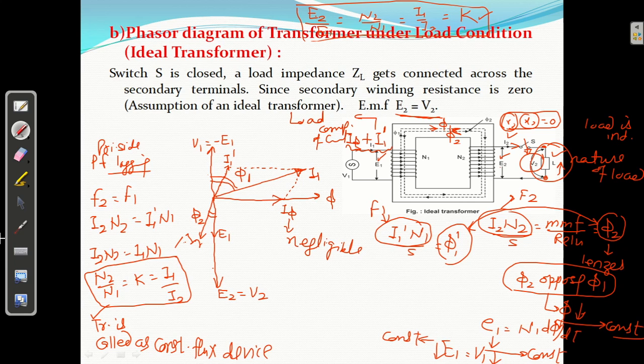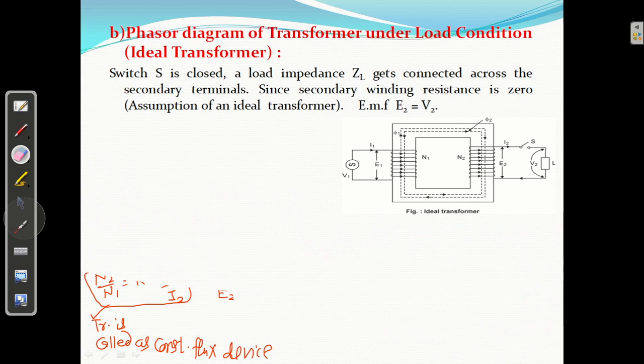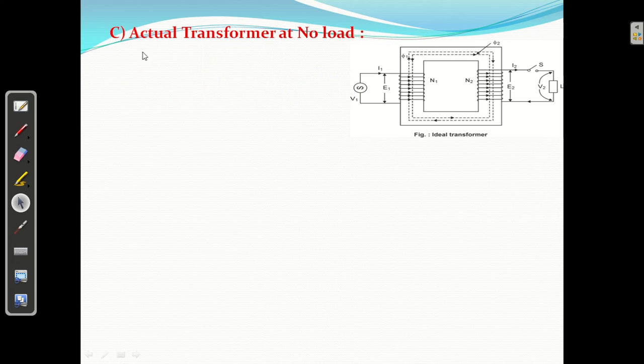Now I'm taking the actual transformer. Okay, so I'm rubbing it first. Next, I'm going to discuss the actual transformer at load condition, right? So please be careful about it. This is the actual transformer, it is not an ideal transformer, it is actual transformer, right? At no load, switch is open. This switch is open. Okay? Always. Okay. So, first of all, I'm going to draw the vector diagram.